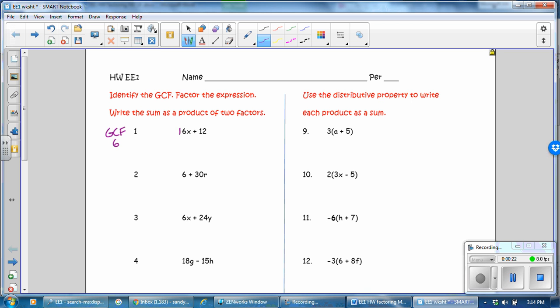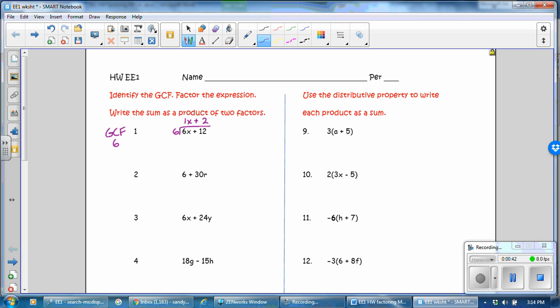Next, divide by the greatest common factor. The answer is 1x. You could also just write x. 6 times 1x is 6x, and 6 times 2 is 12. So factoring this expression, we've got 1x plus 2.